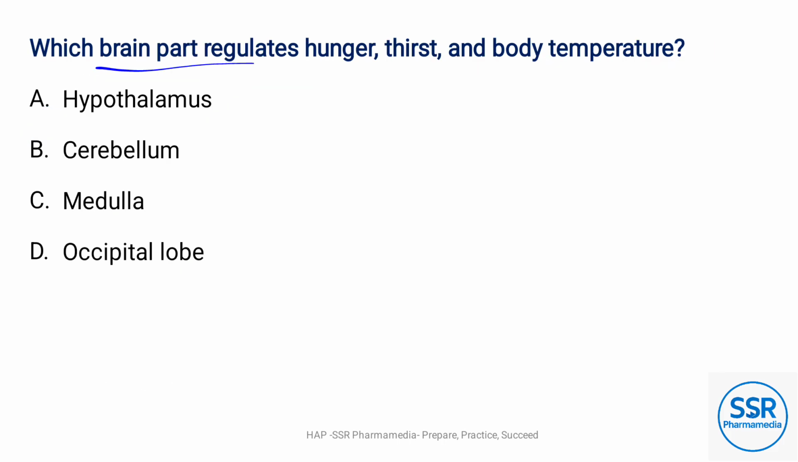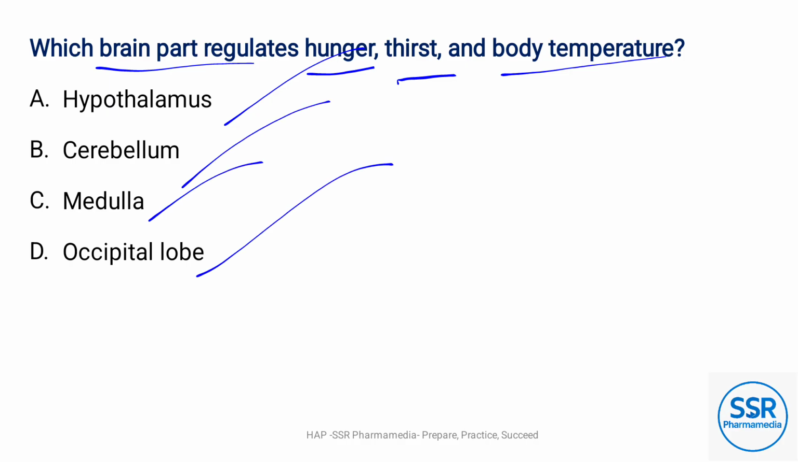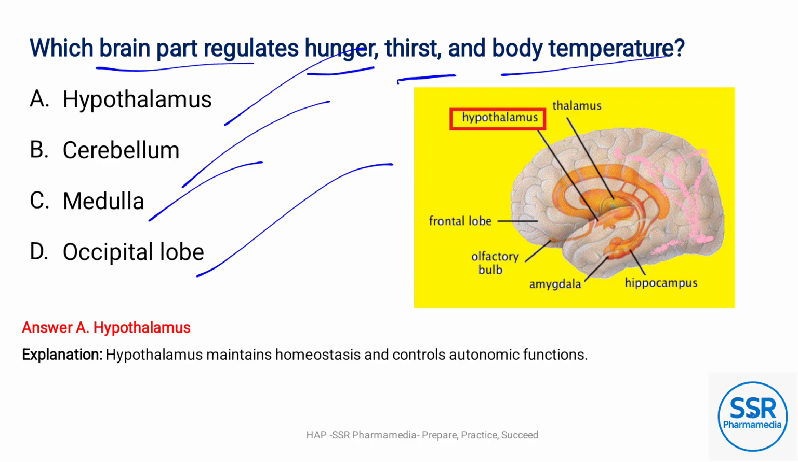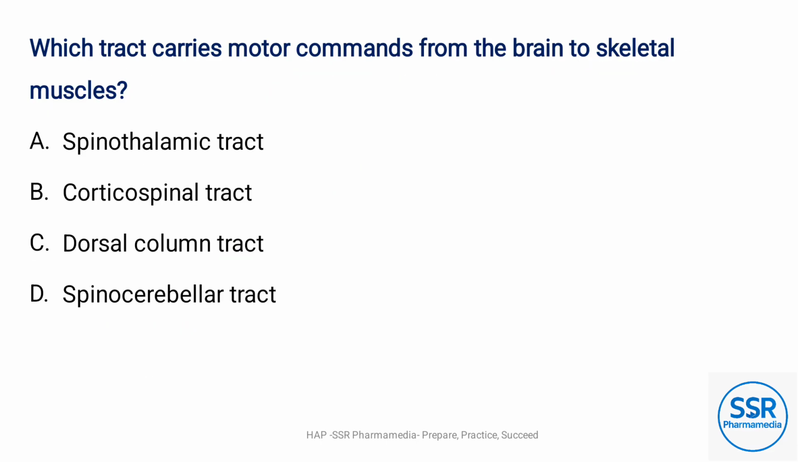Which brain part regulates hunger, thirst and body temperature? Option A, hypothalamus. Option B, cerebellum. Option C, medulla. Option D, occipital lobe. So the answer is option A, hypothalamus. The hypothalamus regulates hunger, thirst and body temperature. The hypothalamus maintains homeostasis and controls autonomic functions also.